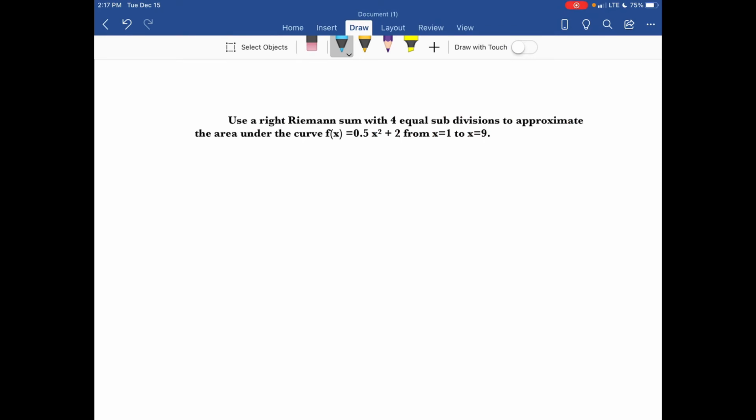Let's look at this example. We're asked to find a right Riemann sum with 4 equal subdivisions to approximate the area under the curve of that quadratic from x equals 1 to 9. So let's knock off a couple of pieces of information that we know. For starters, we know what our delta x is. If they're equally spaced, we know b minus a over n is 9 minus 1 over n, the number of rectangles, which is 4. So we know our delta x is 2.